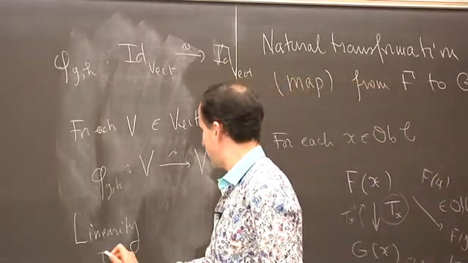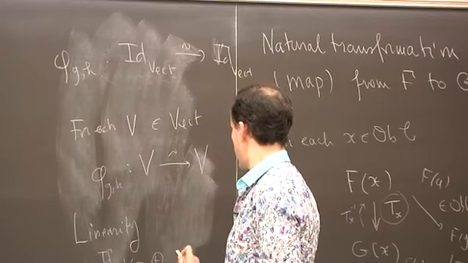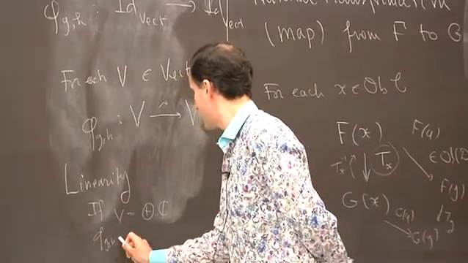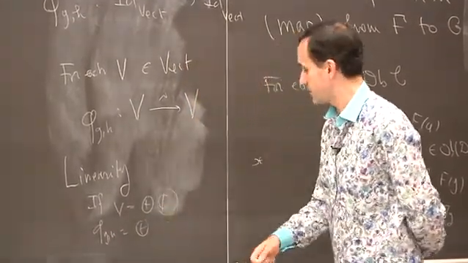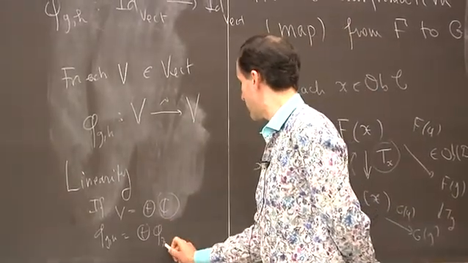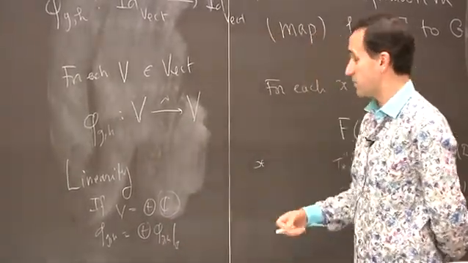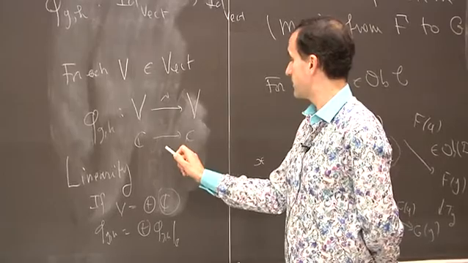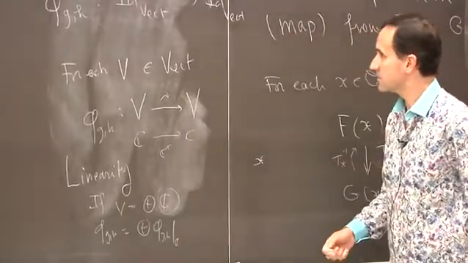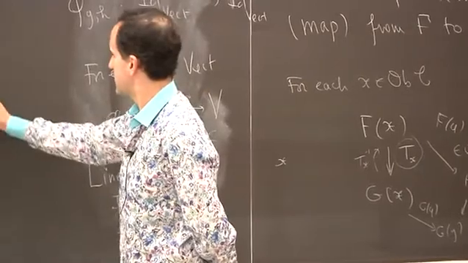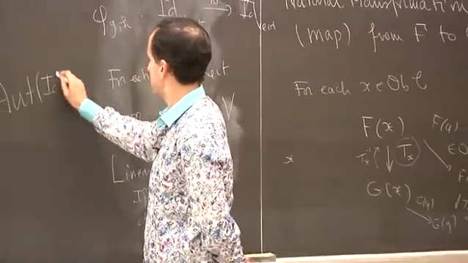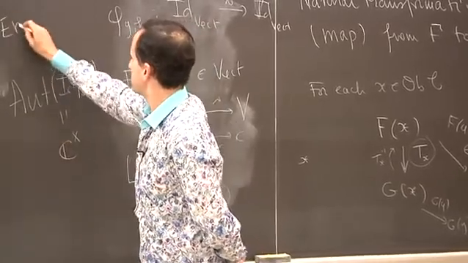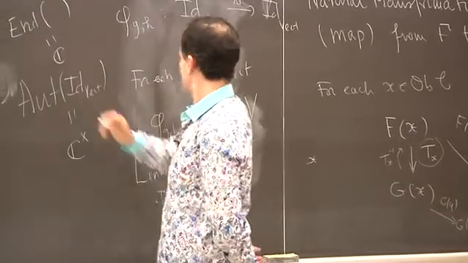which says that if V is a direct sum of lines, and every V is a direct sum of lines, the phi gh you specify must be a direct sum of what you specify for each line, phi gh on each C. So actually, all you're specifying once and for all is an isomorphism from C to C. That's a complex number. So the conclusion is that the automorphisms of the identity functor on Vect are C star. And if I take the endomorphisms, I will get C.